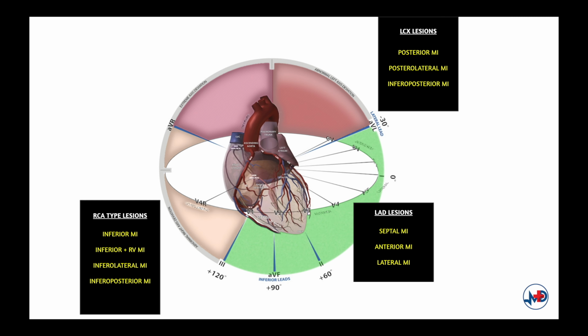As for an LAD lesion, which is a left anterior descending lesion, you'd expect to see a septal MI, anterior MI, and lateral MI. A left circumflex lesion would bring about posterior MI, posterolateral MI, and inferoposterior MI.